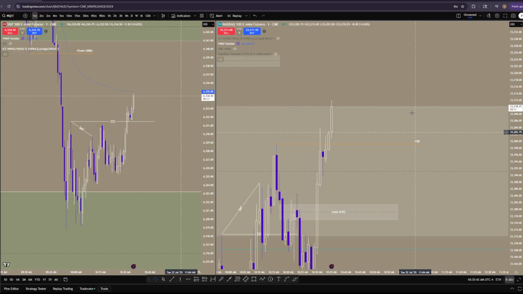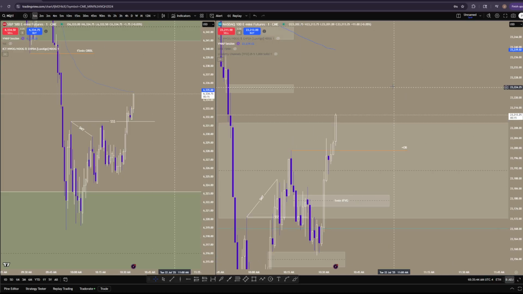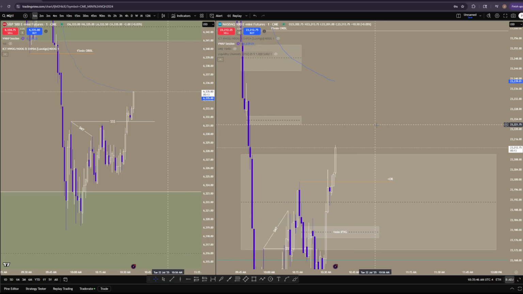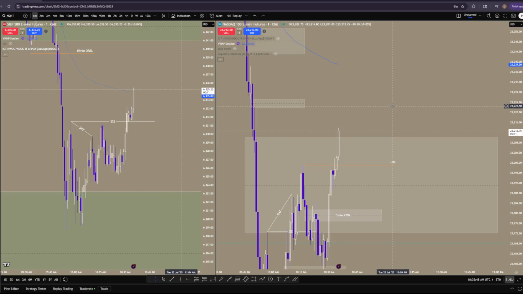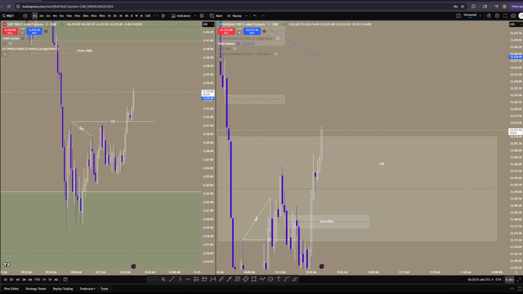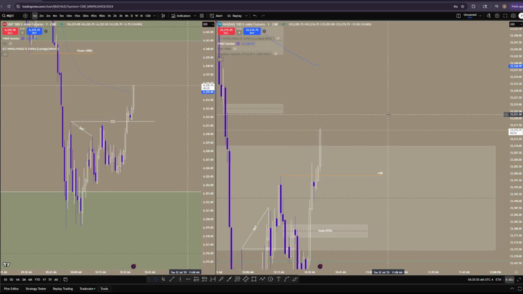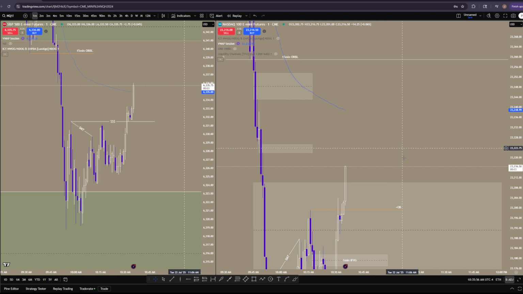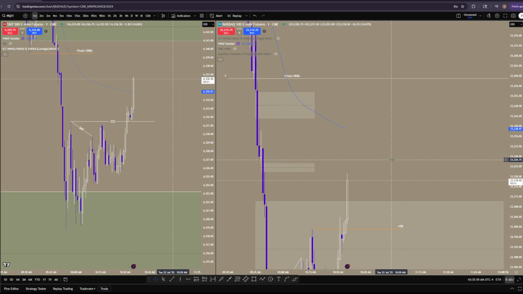Looks like this one will keep pumping. Buyers actually now are in control, so we'll be looking for longs. Now that buyers have taken control, they just took control on that last candle. So 225 is that next level we're about to hit.